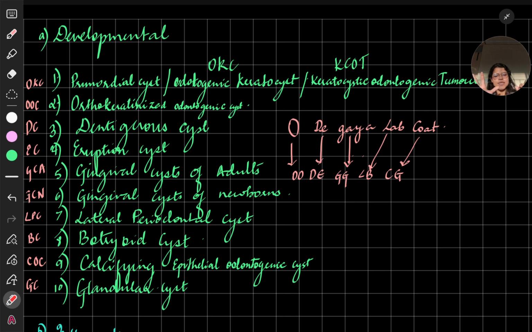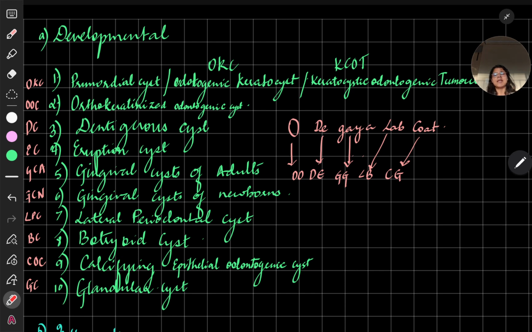So there are 10 cysts you have to learn under developmental, and there is a mnemonic which I just made. First is OKC. There are other names to it, we'll learn when we learn OKC. Then OOC, then dentigerous cyst, eruption cyst, gingival cyst of adults, gingival cyst of newborns, lateral periodontal cyst, botryoid cyst, and calcifying epithelial odontogenic cyst and glandular cyst. These are the 10 cysts.